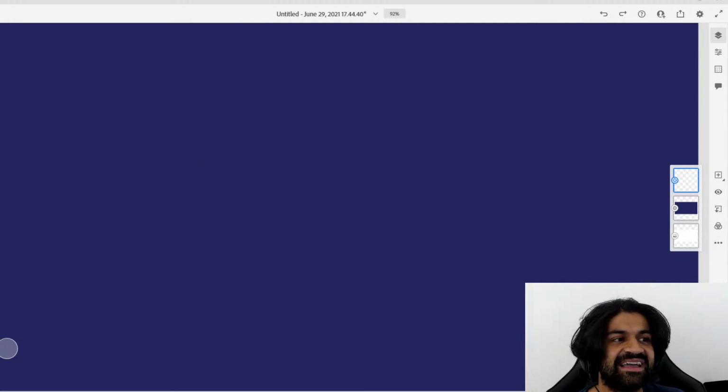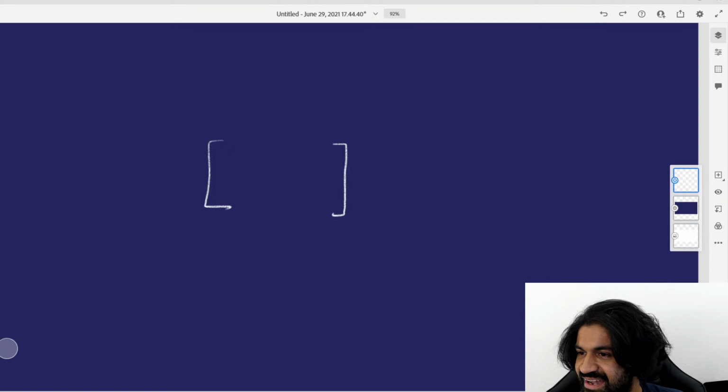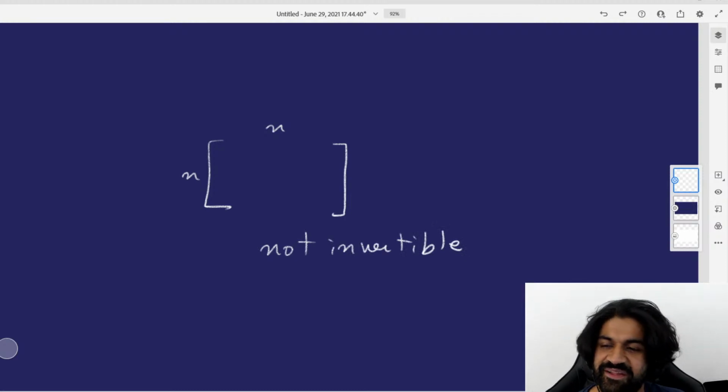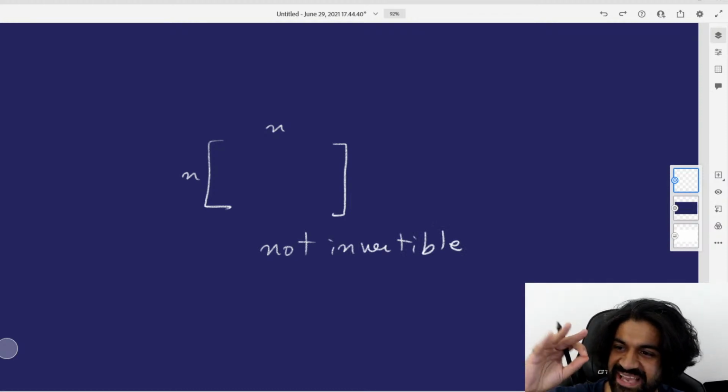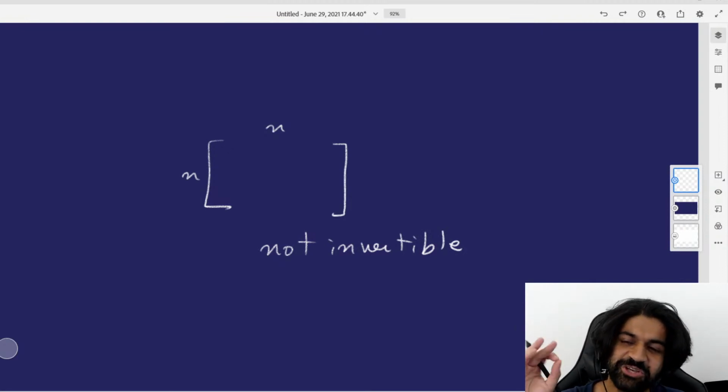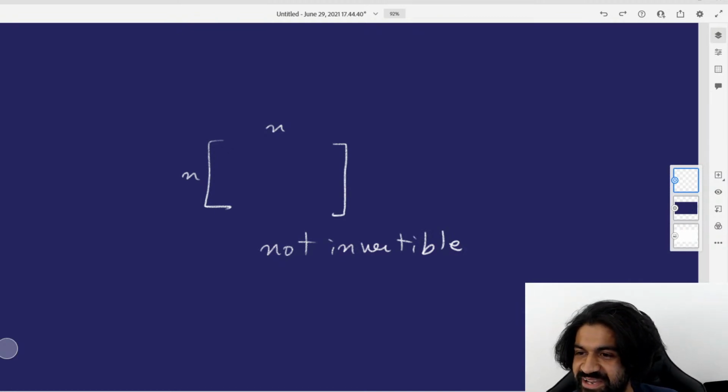Let's say I take a matrix A, n by n, and let's say this matrix is not invertible. Can you wiggle some of the entries to make it invertible? So the idea is, can you change at least one of the entries a little bit to make this matrix invertible? What does your intuition tell you?